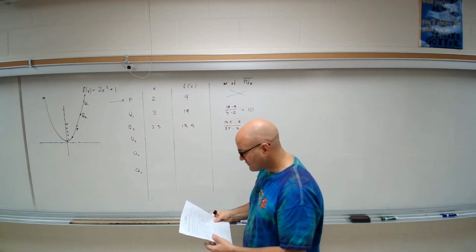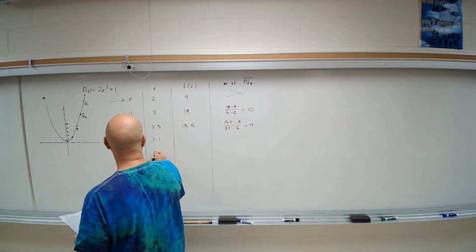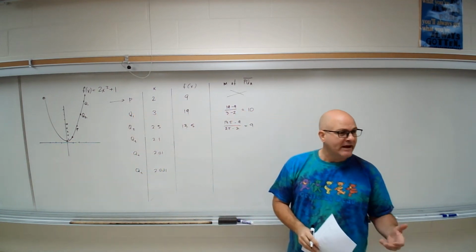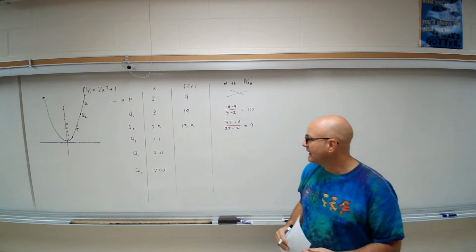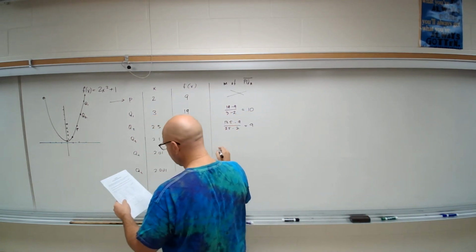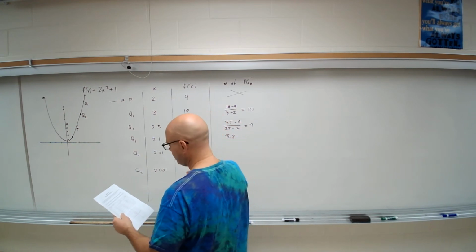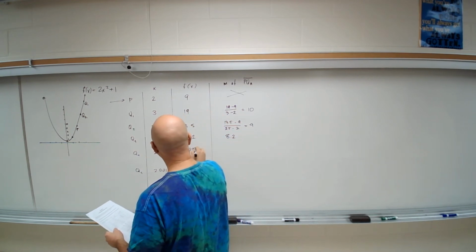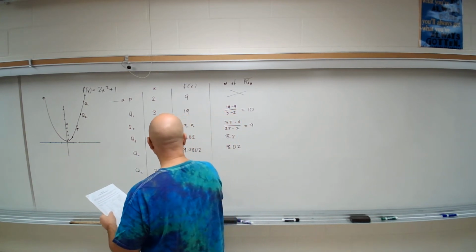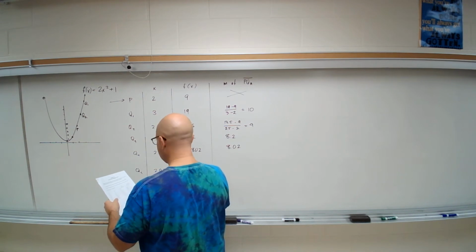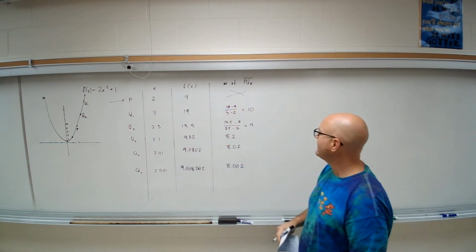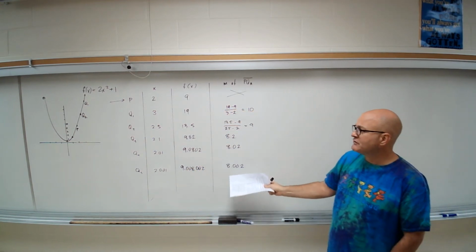Okay, as we keep getting closer here, we have 2.1, 2.01, 2.001. You want to make sure you've tried this and you filled it out. So with this one, we get 9.82, and this slope is 8.2. 9.0802, it's 8.02. 9.008002 is 8.002.